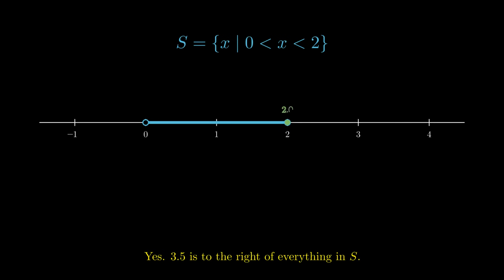Now, look at 2 itself. Even though 2 is not in the set, because our set is an open interval, 2 is still greater than everything inside. No number in S is bigger than 2, so 2 is an upper bound.